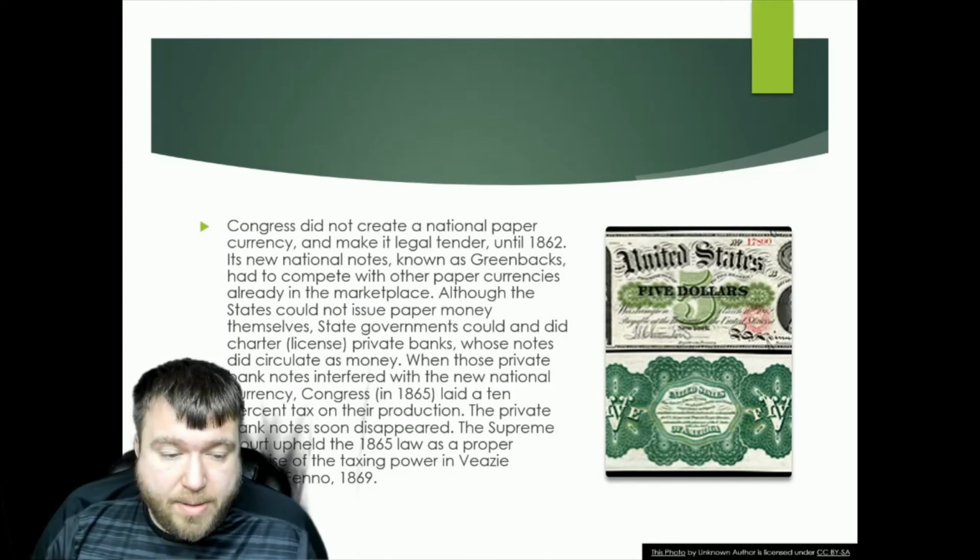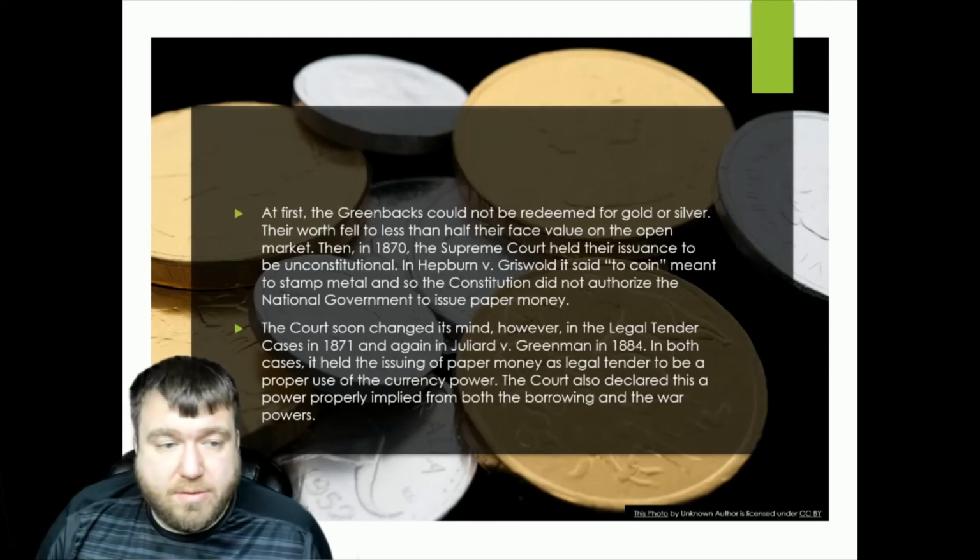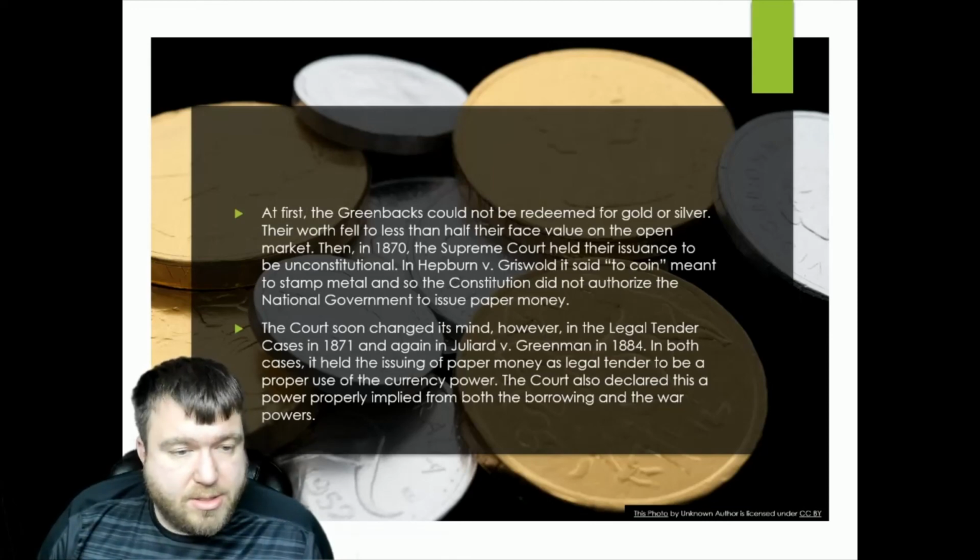The Supreme Court upheld the 1865 law as a proper exercise of the taxing power in Veazie Bank v. Fenno, 1869. At first, the greenbacks could not be redeemed for gold or silver. Their worth fell to less than half their face value on the open market. Then, in 1870, the Supreme Court held their issuance to be unconstitutional.